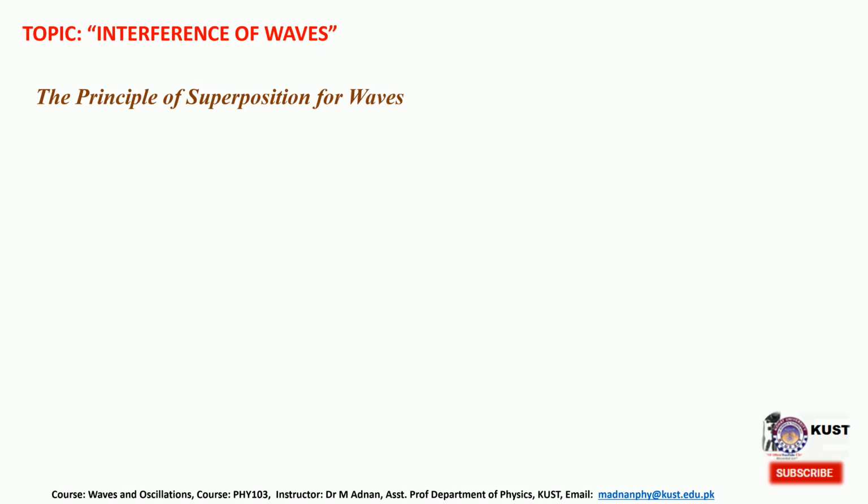Okay, we start with the principle of superposition. It often happens that two or more waves pass simultaneously through the same region. For example, when we listen to a concert, sound waves from many instruments fall simultaneously on our eardrums. Now, that can be discussed generally based on the principle of superposition.